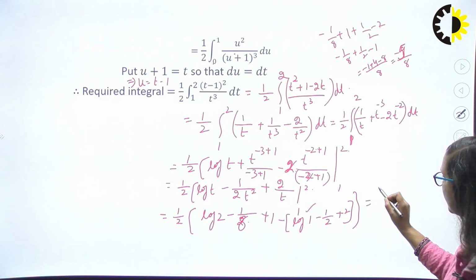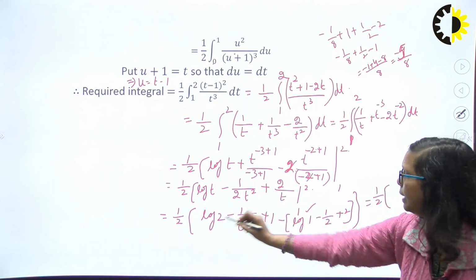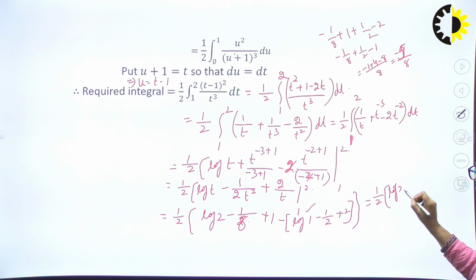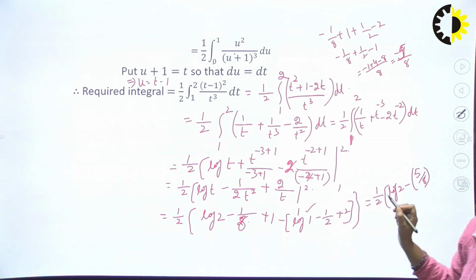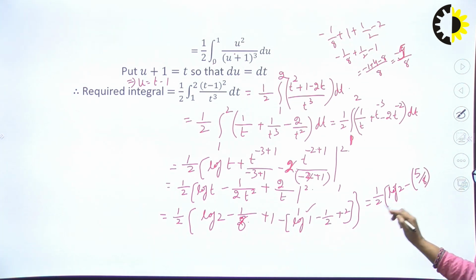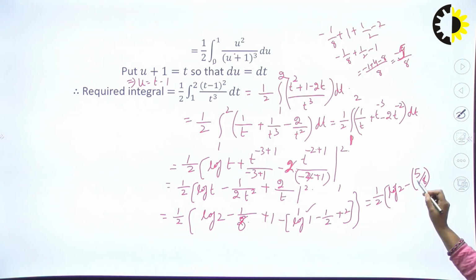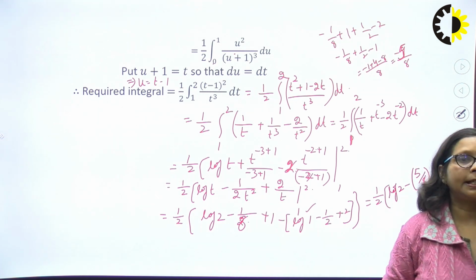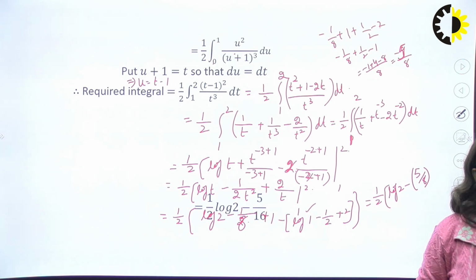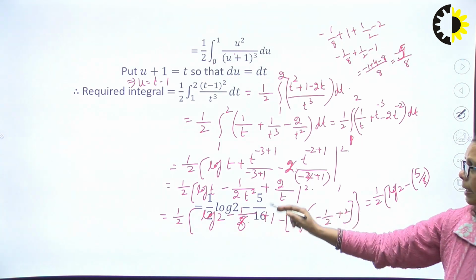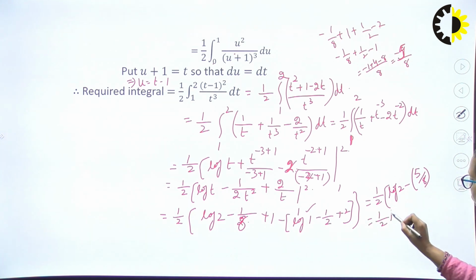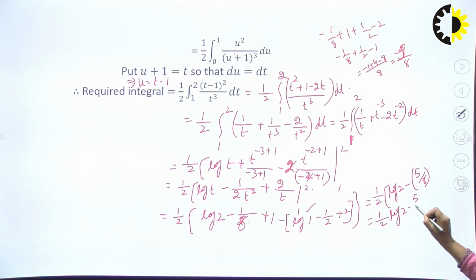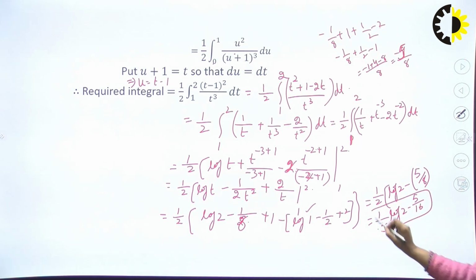So what I get, this is 1 by 2. One value I left is log 2 minus of 5 by 8, because the value is minus 5 by 8. Clear? Multiplying this by 1 by 2, it will become 1 by 2 log 2 minus 5 by 16, which is the value I need. Writing over here, 1 by 2 log 2 minus 5 by 16 becomes the final answer for this one.